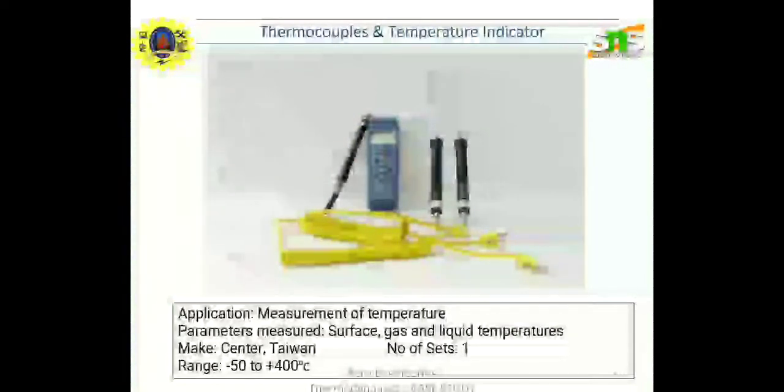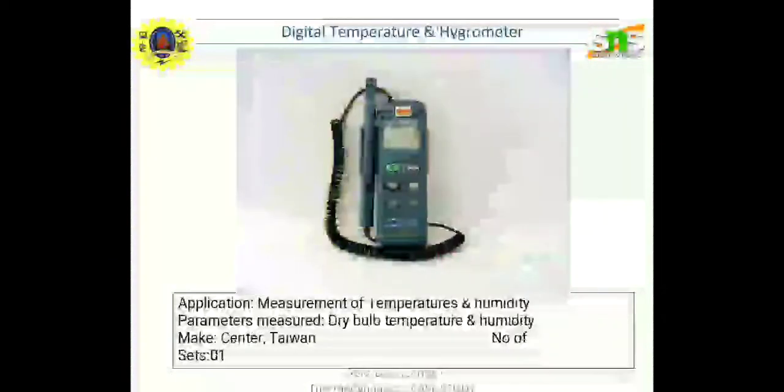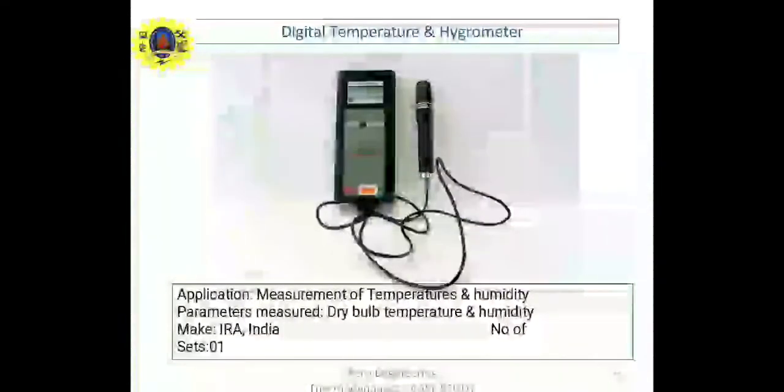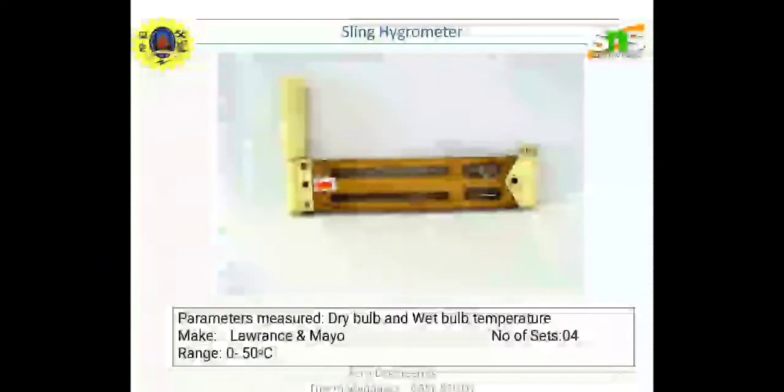Thermocouples are used for measurement of temperature, in the range of minus 15 to 400 degrees Celsius, with thermocouples and thermometer indicator. It's a digital temperature indicator, used for measuring temperature, and the range is minus 50 to 1200 degrees Celsius. It's a digital temperature and hygrometer for dry bulb temperature and humidity, made in Taiwan. Then the sling hygrometer is used for dry bulb and wet bulb temperature. Range is 0 to 50 degrees Celsius.